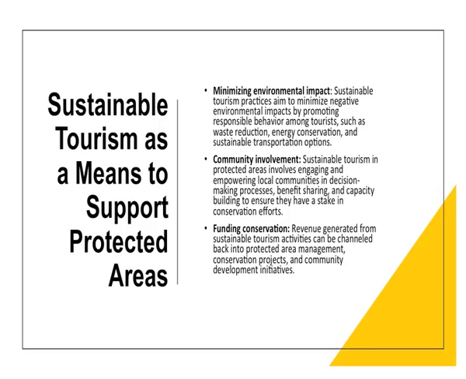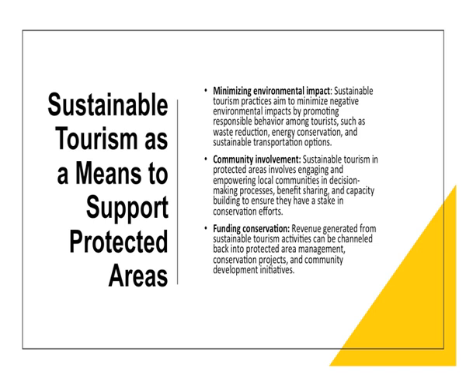Now we will talk about how sustainable tourism serves as a means to support various protected areas. The first is minimizing environmental impact. That means sustainable tourism practices aim to minimize negative environmental impact by promoting responsible behavior among tourists, such as waste reduction, energy conservation and sustainable transportation options. The second is community involvement.